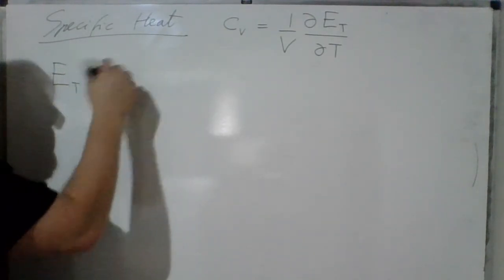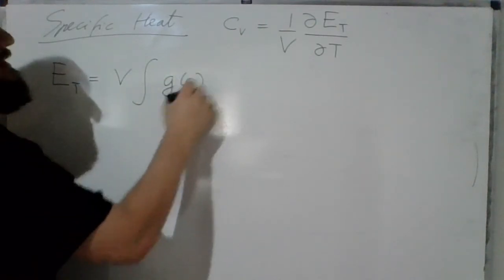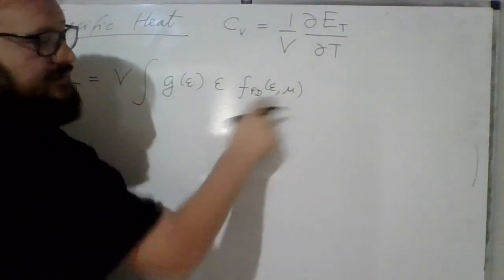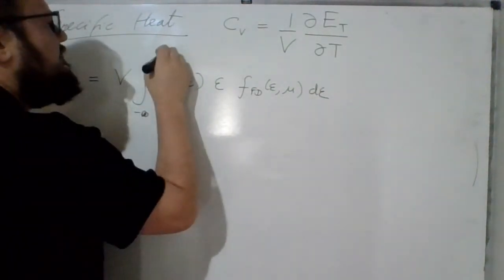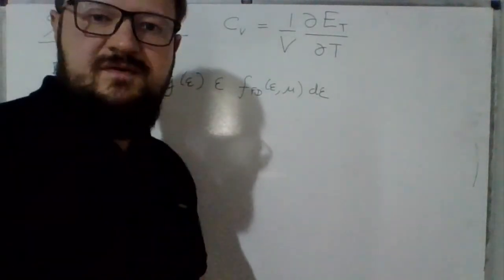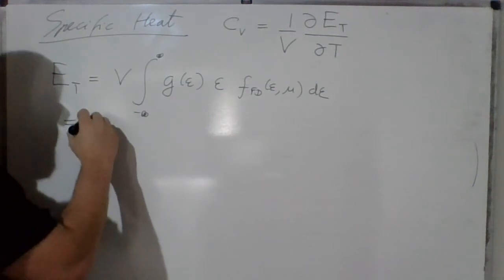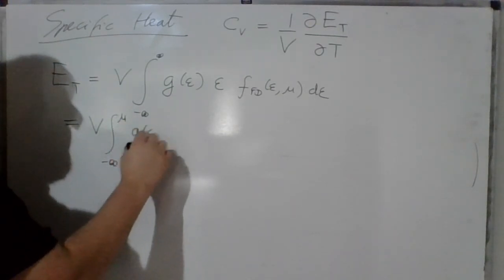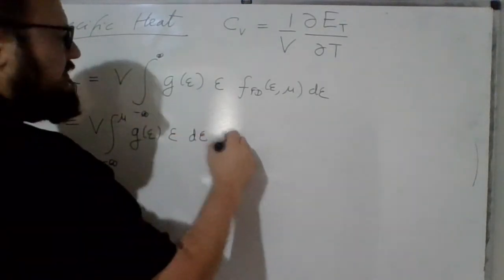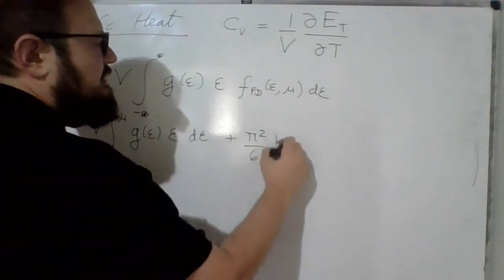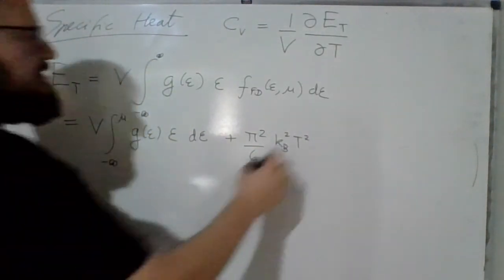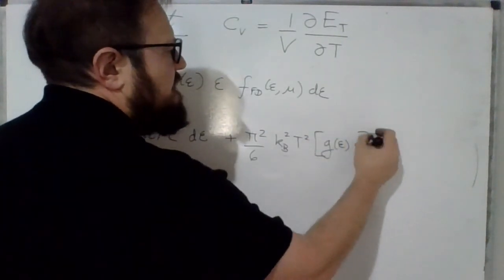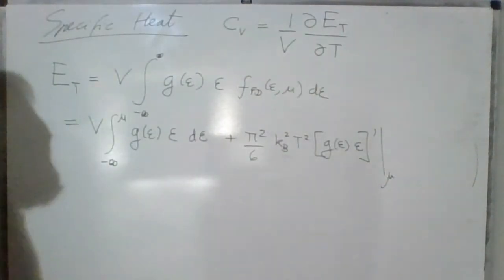the volume times the density of states times the energy times the Fermi-Dirac distribution as a function of energy and chemical potential. Temperature enters here, over dE from minus infinity to infinity. And now you can again use the Sommerfeld expansion. For that, you have the volume times an integral from minus infinity to the chemical potential of this integrand, plus pi squared divided by 6 (kBT) squared times the derivative of this thing, evaluated at the chemical potential, which depends on temperature.